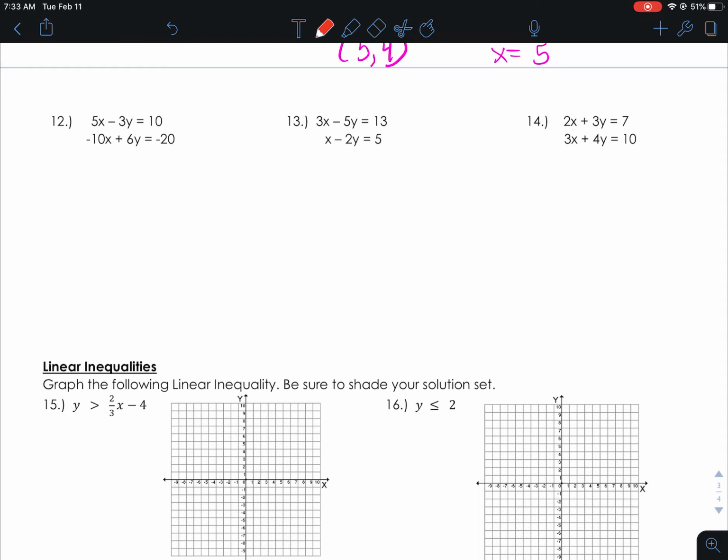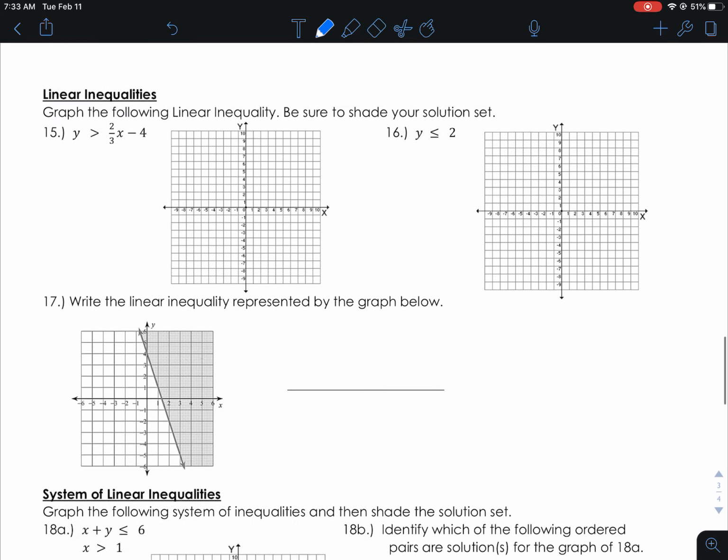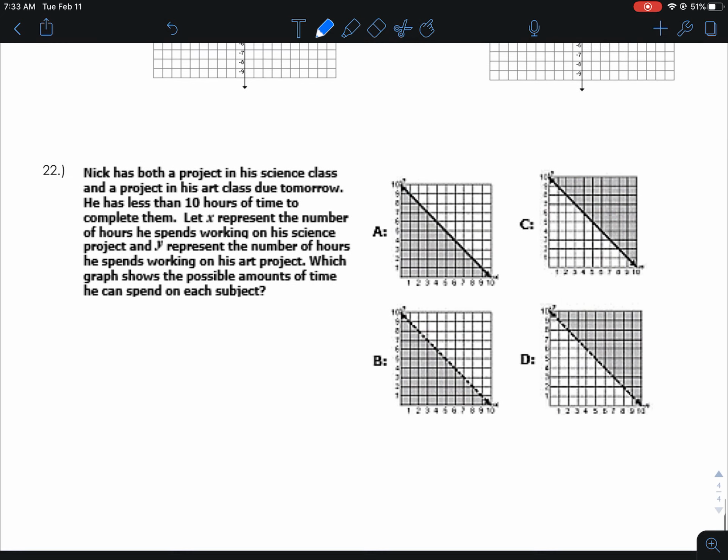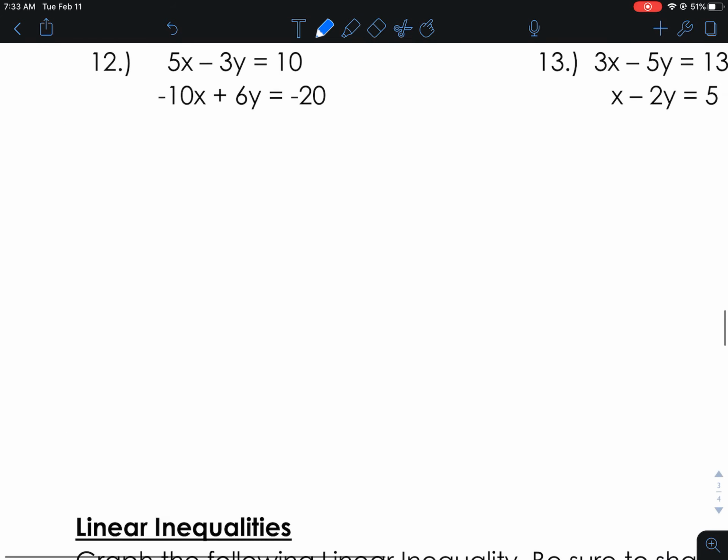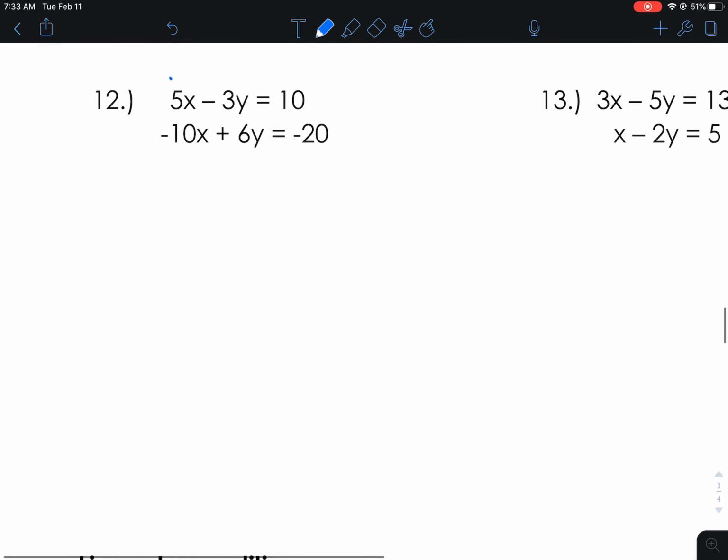So I'm going to go through questions. It looks like 12 through 22. Okay, so for these, you're just solving the system. Please remember not to use Desmos.